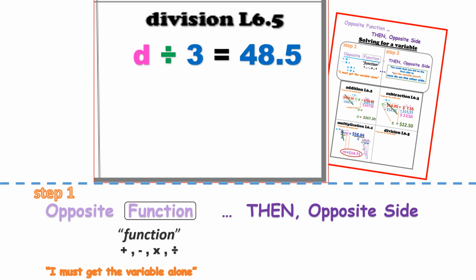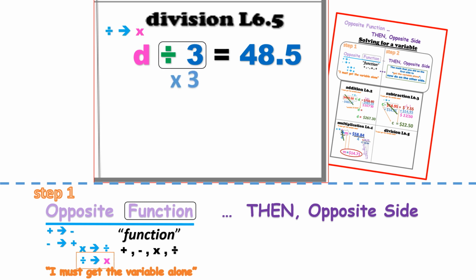Well, functions, once again, adding, subtracting, multiplying, and dividing. Adding and subtracting always go together and flip-flop. Multiplying and dividing always go together and flip-flop. And in this set of problems, we're going to be dividing. So the opposite of division is what? Multiplication. So in order to get my variable alone, instead of dividing by 3, then I'm going to multiply by 3.